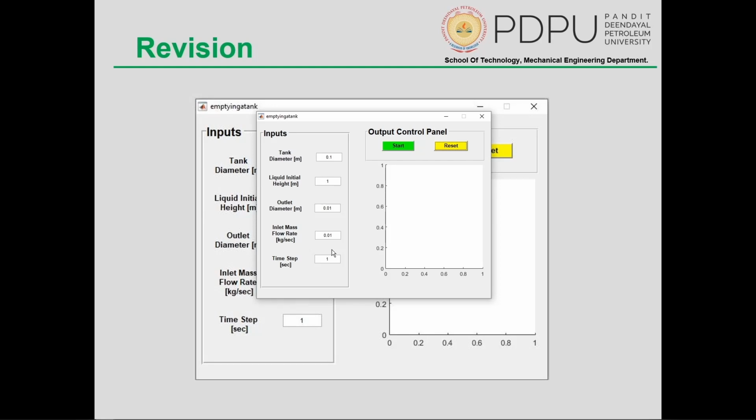What we studied in the previous chapter, in mass conservation, is that if the mass coming in and the mass going out are equal, then the rate of change of mass in the system will remain the same.